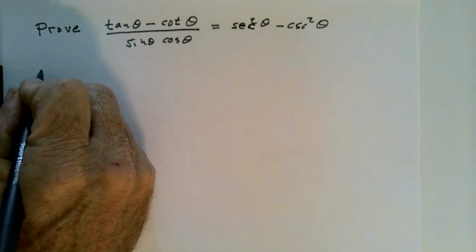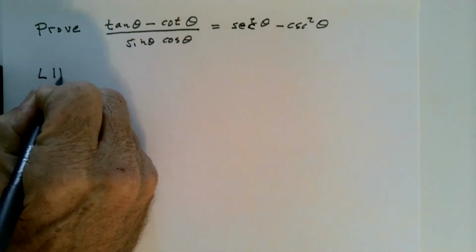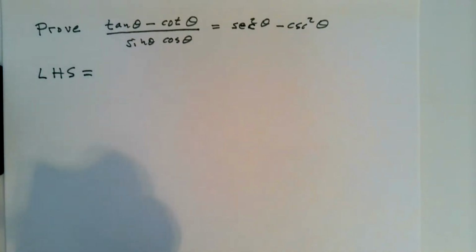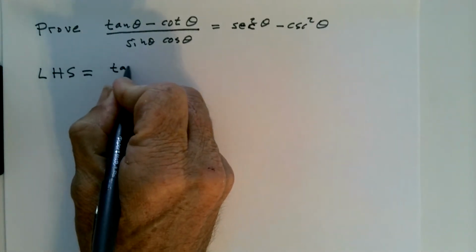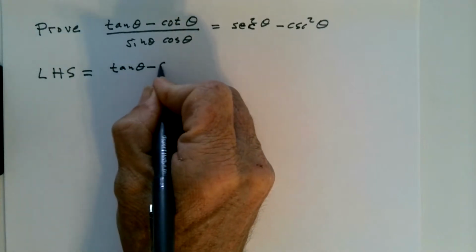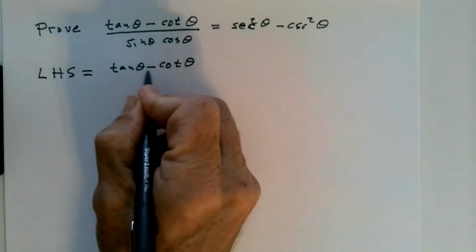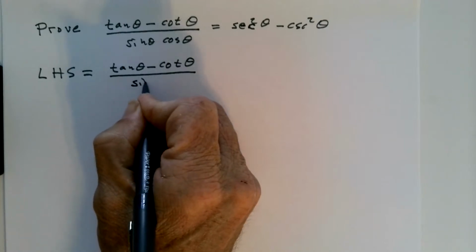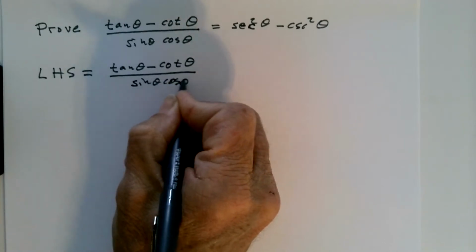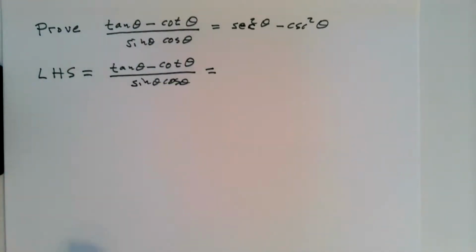My advice is to start with one side. So I'm going to say left-hand side equals. We're going to have a string of equations to get it to equal the right-hand side. So I'll say left-hand side is tan theta minus cotan theta divided by sine theta cos theta. Now that looks pretty nasty.